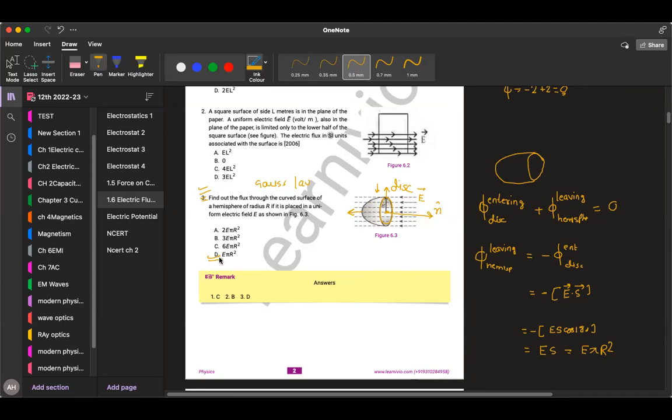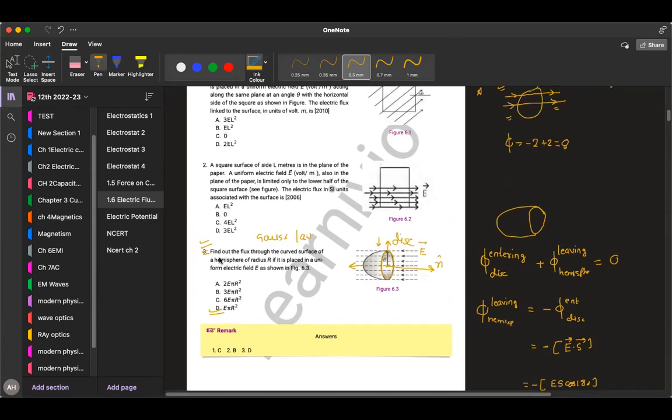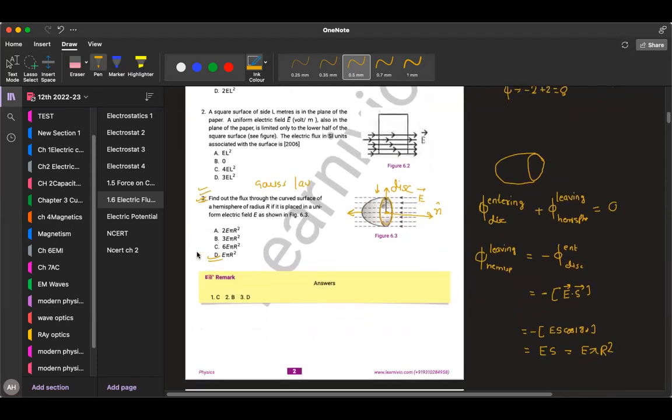If you are revising from this assignment, don't do questions from NEET. Just do the questions which I'm asking you to revise. This is an important question. This isn't NEET, but it can come in your exam also.